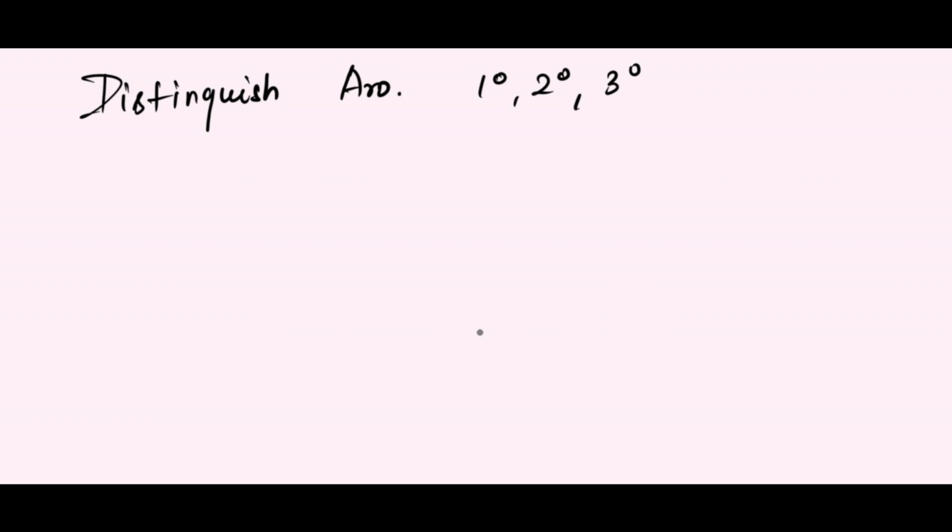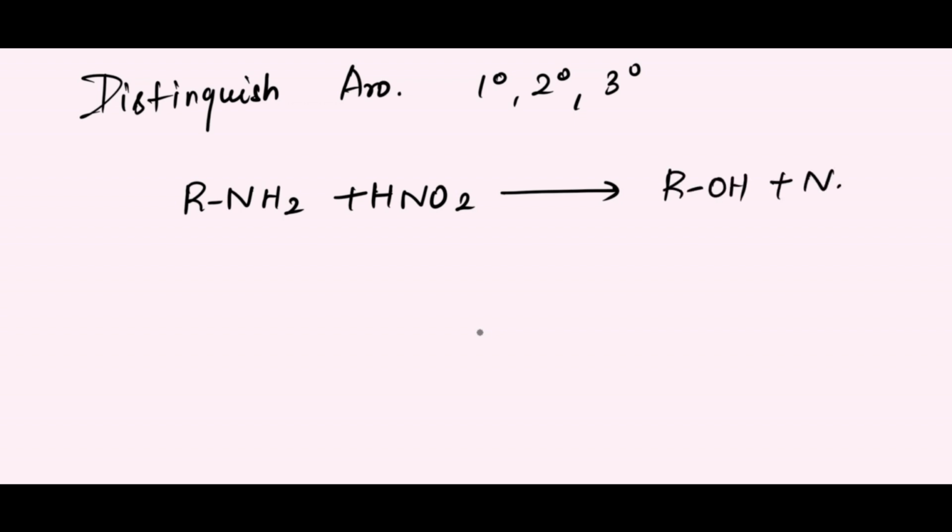And the next one is distinguishing aromatic primary, secondary and tertiary amines. The first one, primary, with HNO2, we know that it will form ROH and N2 gas. In the case of aliphatic primary, that won't be stable, but if that is aromatic, that forms a diazonium salt.